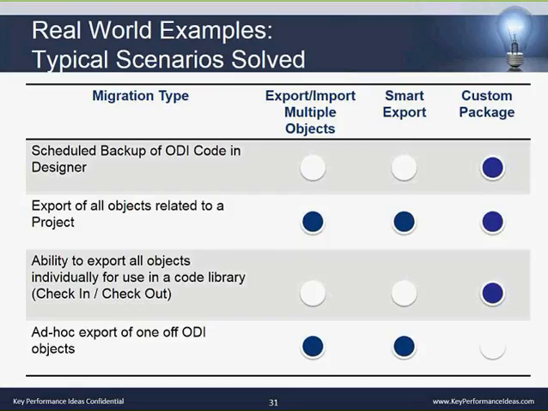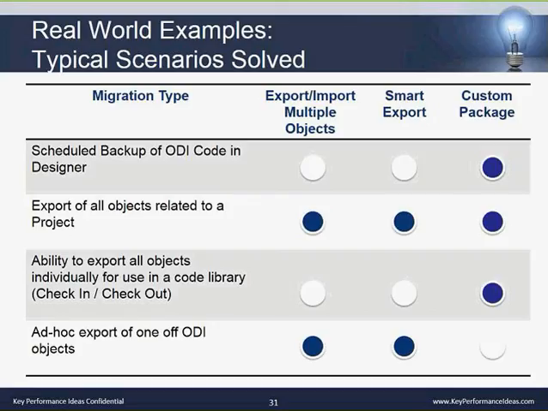All right, so the next thing here is export of all objects related to a project. You can definitely export each object individually by selecting the object that you want to export. So you can drag and drop each object. So the export import module of multiple objects works fine. Smart export works as well. You can drop down on a project or on a set of projects, put them into the smart export wizard, and it will export each one of those objects. Now the difference here is that it'll all be in a single file, whereas in the export of multiple objects, they'll have individual files.